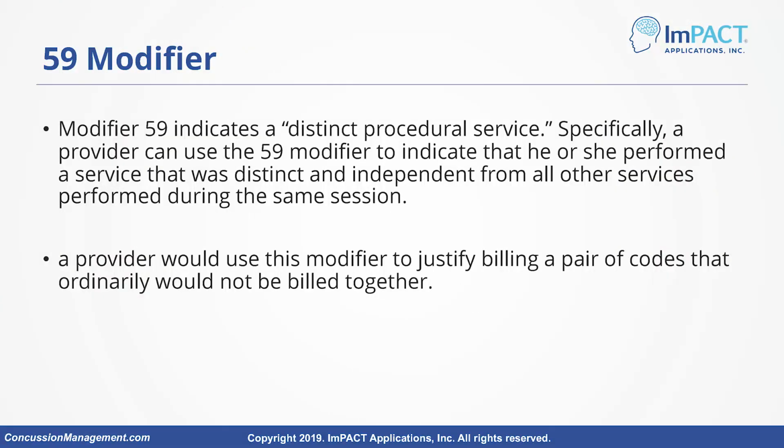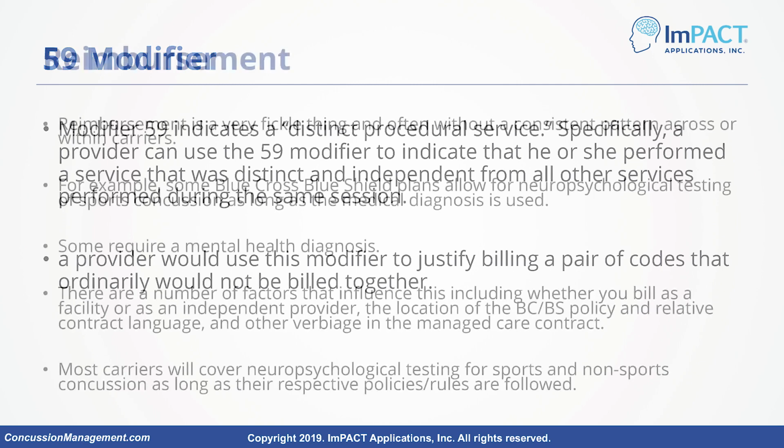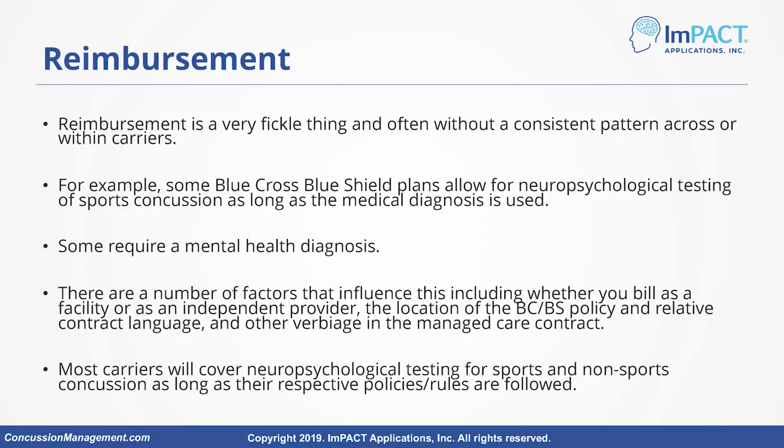On the other hand, 59 is a distinct procedural service, and it's used to indicate that you performed a distinct and separate service from all other services. Typically, you'd use that to justify a pair of billing codes that would not ordinarily be billed together, which is why I said earlier that you're more often than not going to use a 25 versus a 59 modifier.